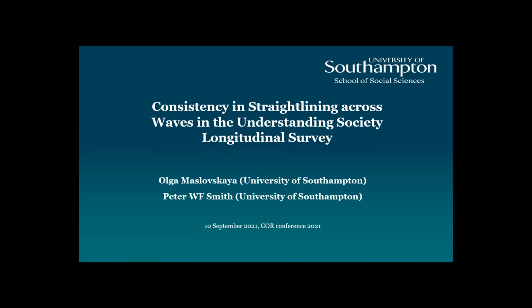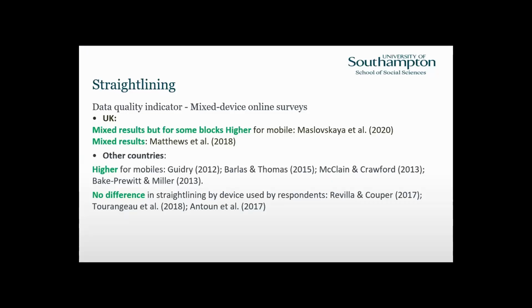Today I'm presenting joint work with Professor Peter Smith from the University of Southampton, and this work builds on our previous work in a cross-sectional context, where we investigated data quality indicators, including straightlining, in a mixed device online survey in wave 8 of Understanding Society. The title of my presentation is Consistency in Straightlining Across Waves in the Understanding Society Longitudinal Survey, with a special focus on straightlining among smartphone users.